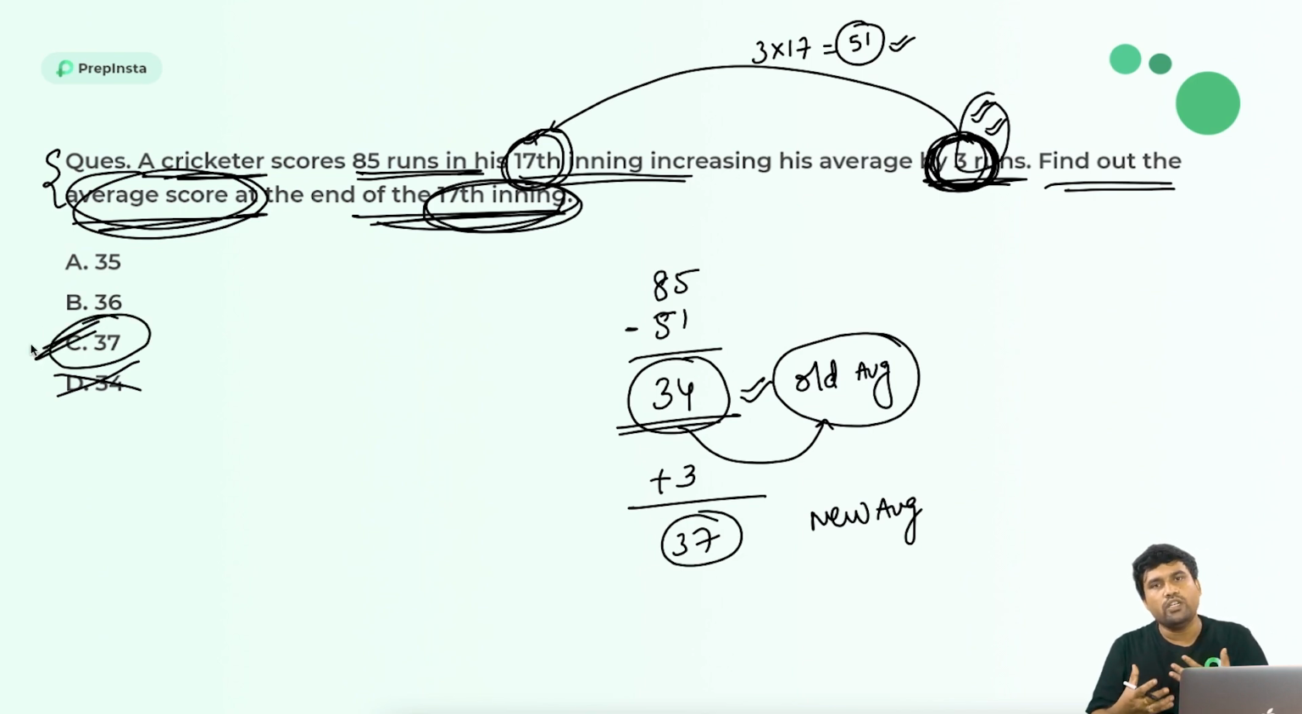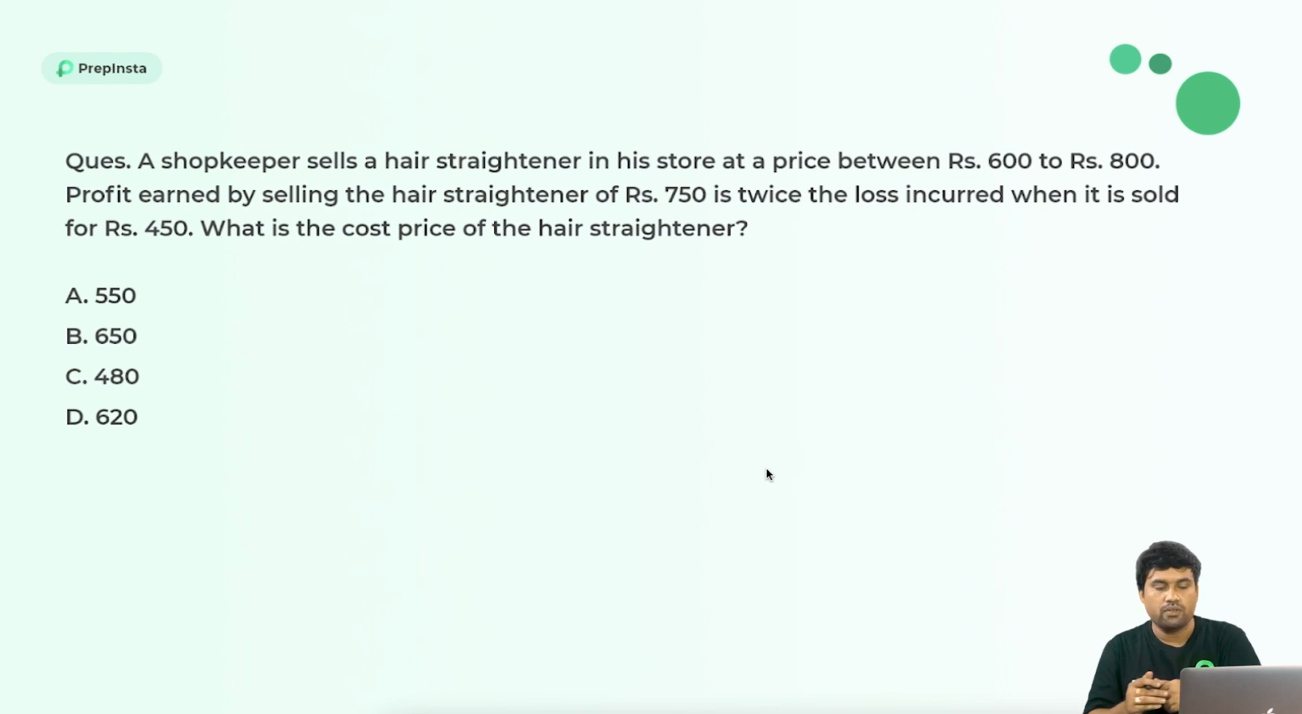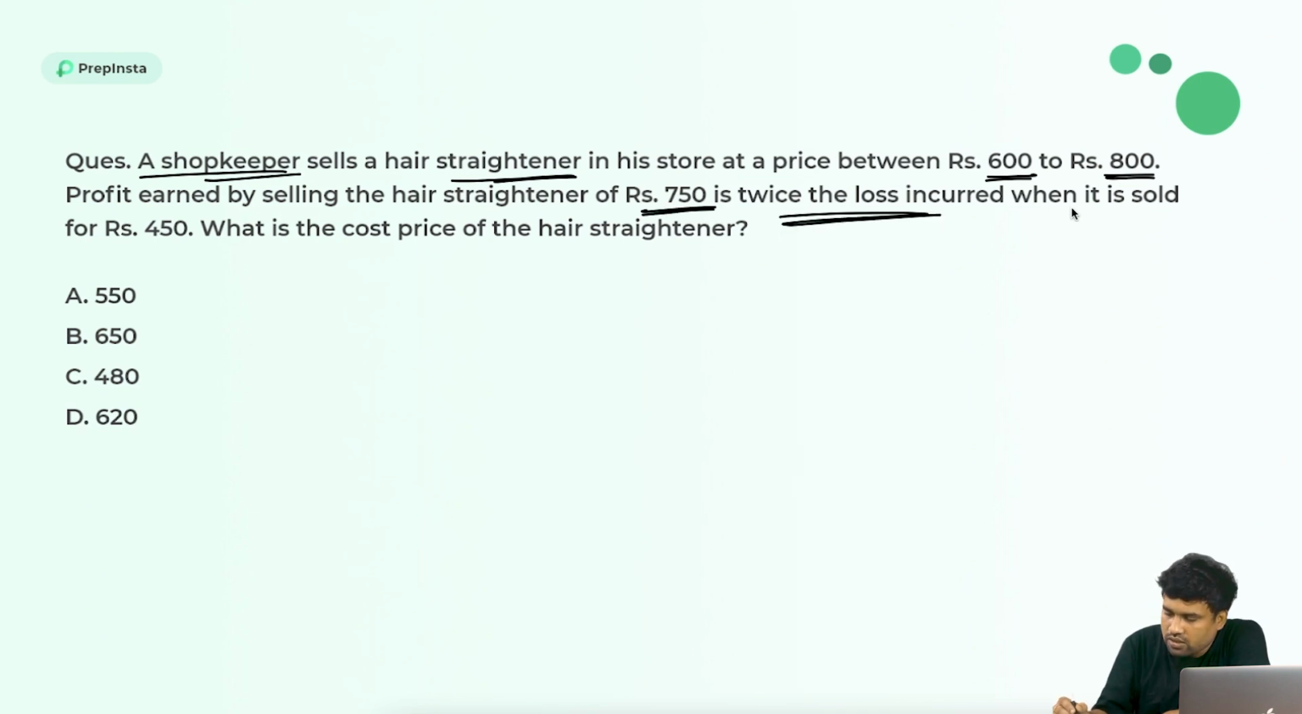So this is how you need to do these types of problems in a short manner. Just look into the next question. A shopkeeper sells a hair straightener in his store at a price between 600 and 800. The profit earned by selling the hair straightener for 750 rupees is twice the loss incurred when it is sold at 450 rupees. Okay, what is the cost price of the hair straightener?